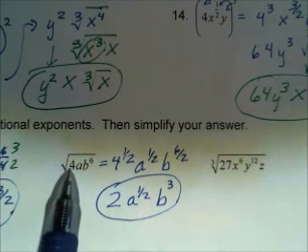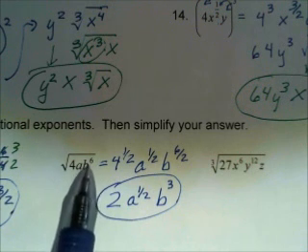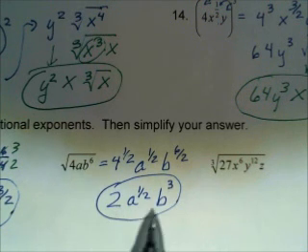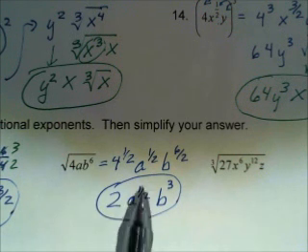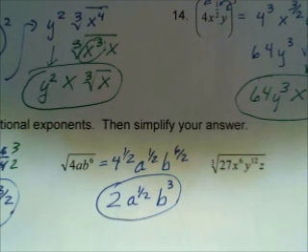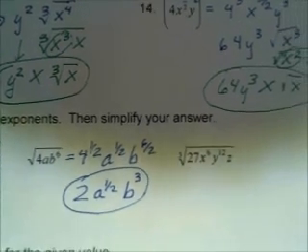Now, could we have taken the square root first? Square root of 4 is 2. Square root of b to the 6th is b to the 3rd. Got the 2, b to the 3rd, and just left a as a to the 1/2. Yes. Again, there's more than one way you can approach these problems.